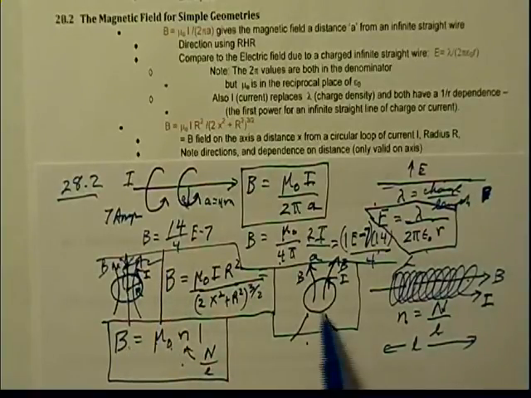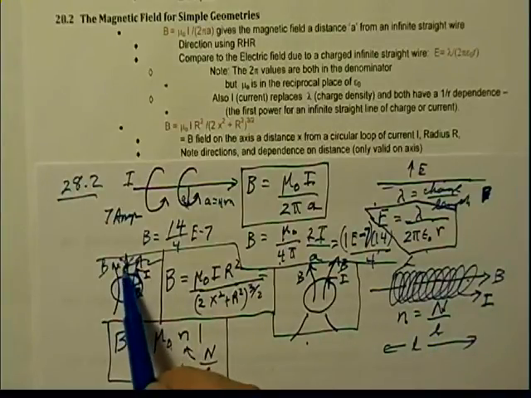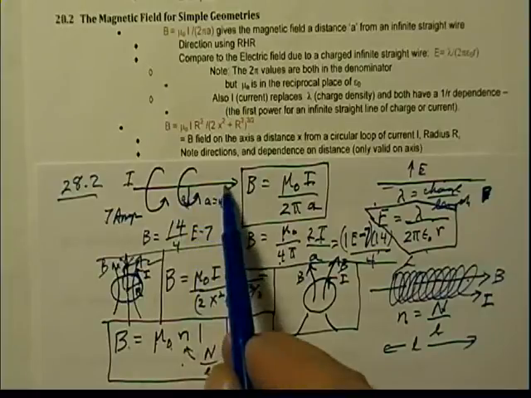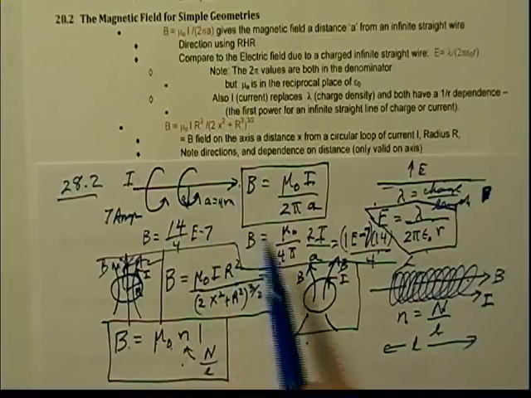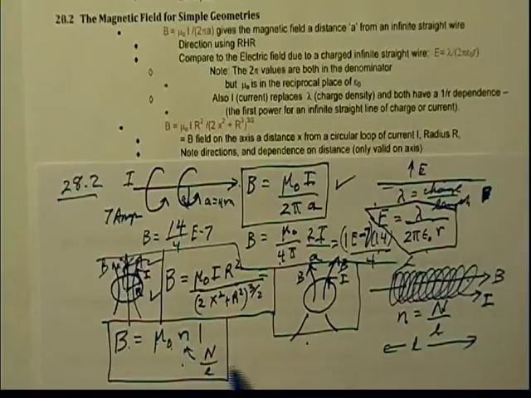So we have three new equations. This one to tell us inside a solenoid, this one for a loop of wire along the axis, and this one away from an infinitely long straight wire. 1, 2, 3 different new equations for how to find the magnetic field. Of course, these are all based on the Biot-Savart law, which gives us the infinitesimal magnetic field due to an infinitesimal piece of wire.